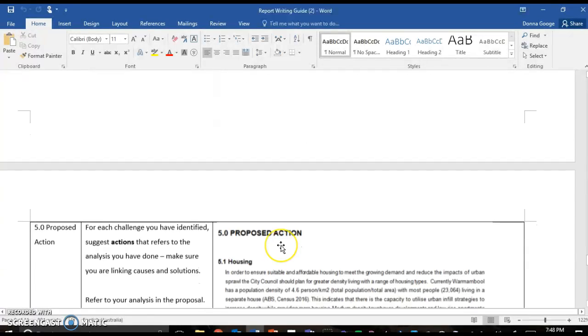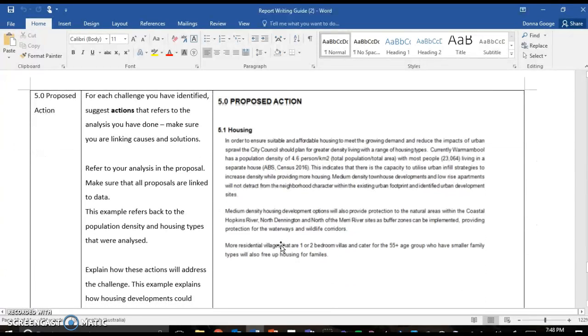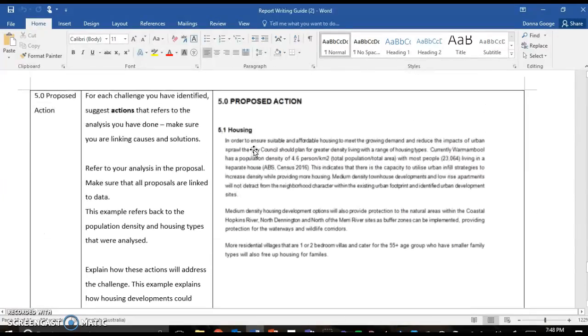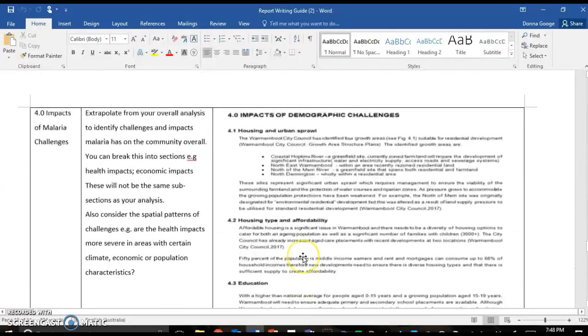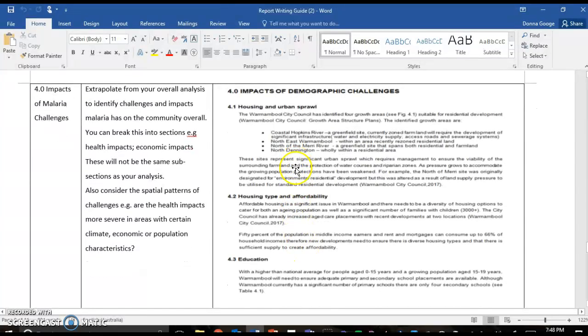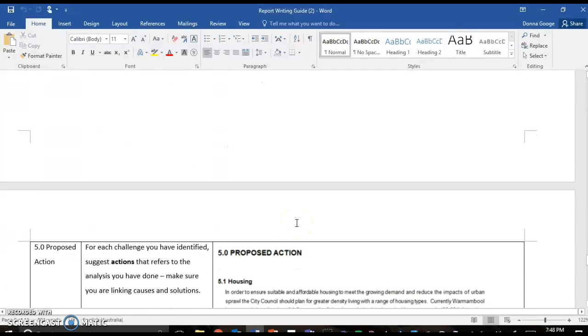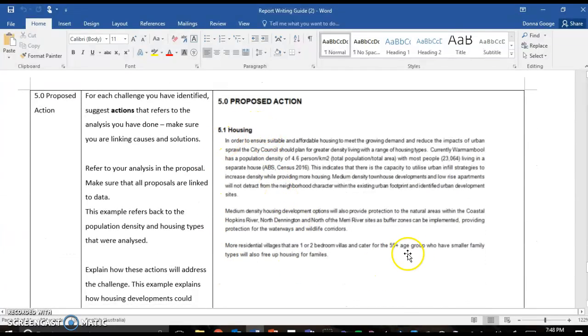All right. Then coming up with your proposed actions. Make sure you're linking causes and solutions. So they've looked at, one of the impacts is housing. That's going to be the big thing, because everything in here was about housing and urban sprawl, housing type and affordability. Education was a little one. But on here, the big issue to address, they've said, is housing. They're not trying to fix everything.